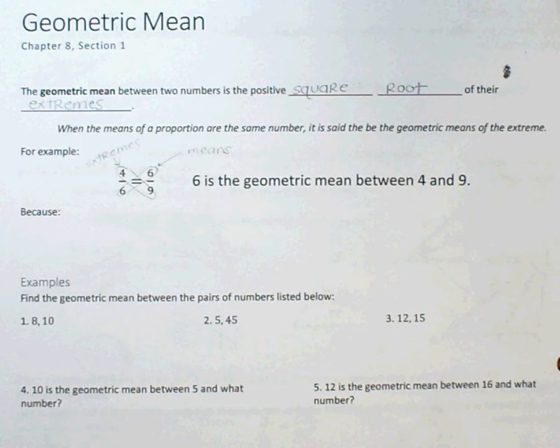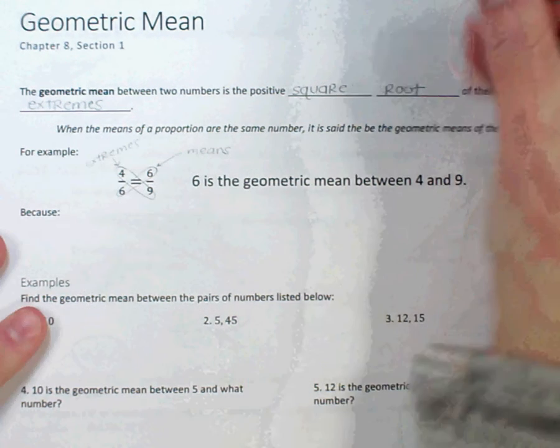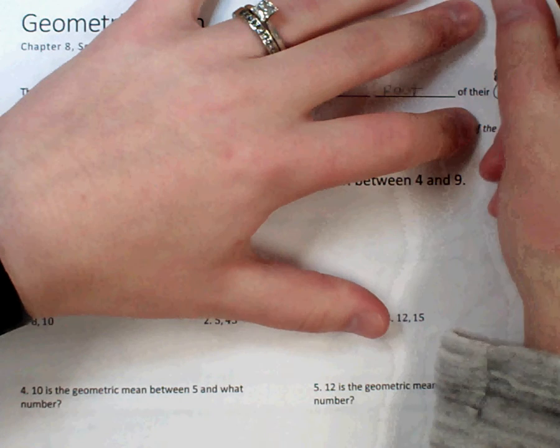Okay, we're going to talk about geometric means and their application in right triangles. Similar right triangles, actually, in section 8.1 here. So the geometric mean between two numbers is the positive square root of the product of their extremes.